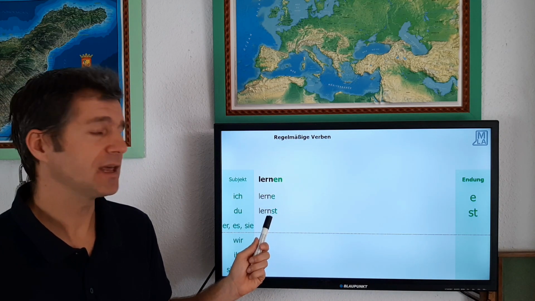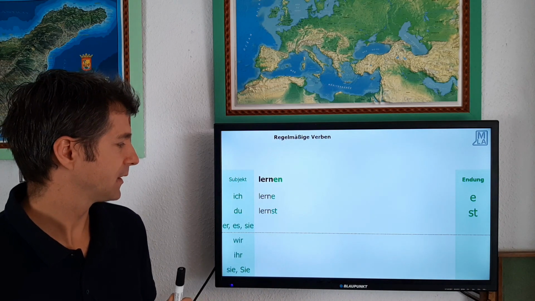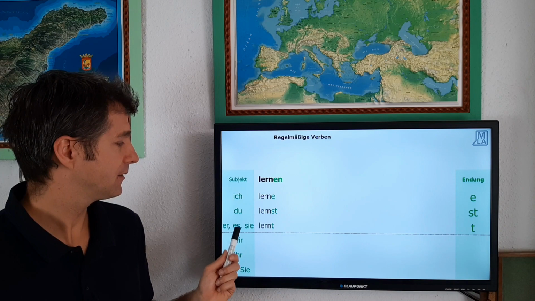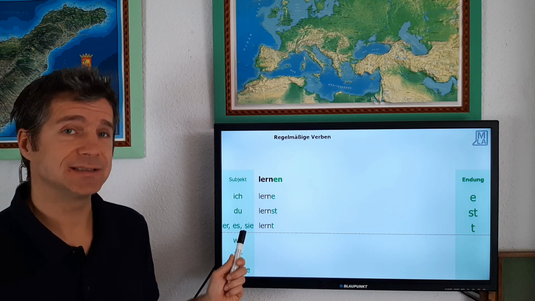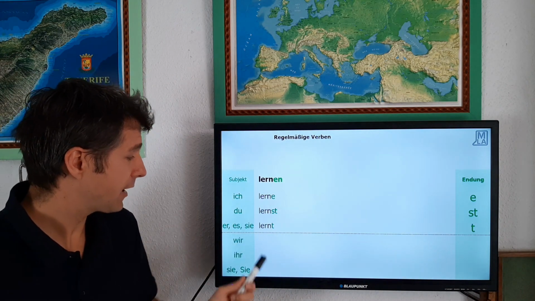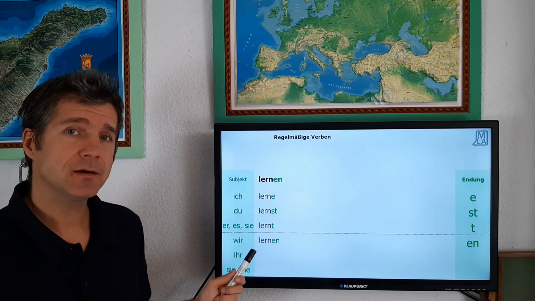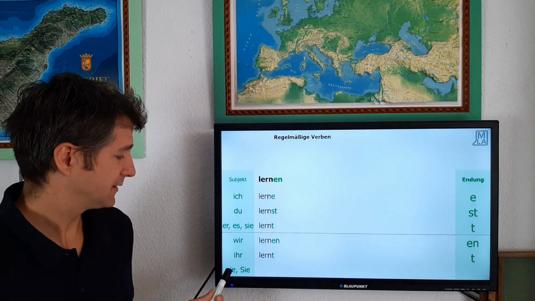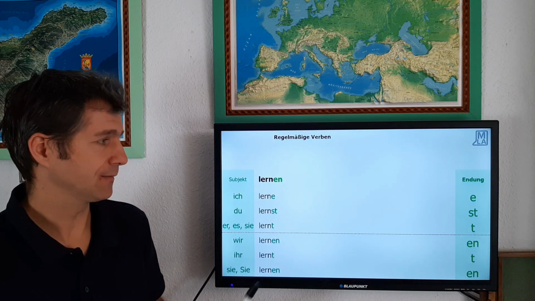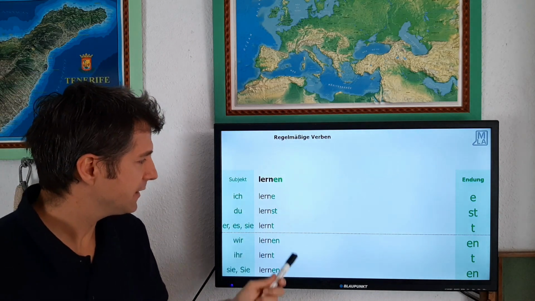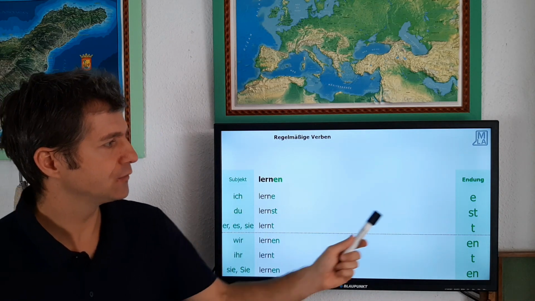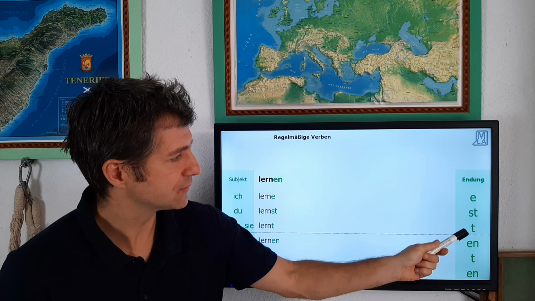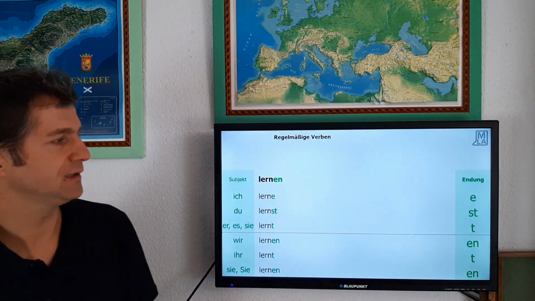Du lernst. There's an ST. Du lernst. Er, es, sie, for all three it's the same. It would be er lernt. Es lernt, sie lernt. In plural, we will have wir lernen, ihr lernt, sie oder sie lernen. Okay, those are our endings for every pronoun. And if you see, we have e, st, t, en, t, en. So there's a repetition, no?